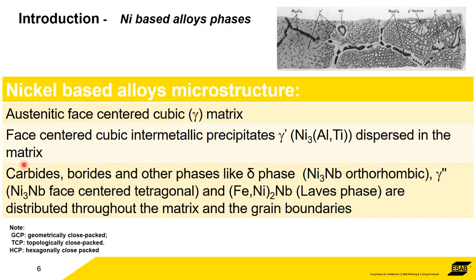In addition to that, we've got these carbides, borides, and other phases like delta, gamma double prime, and various other phases. Again, these are distributed through the grain boundaries and the matrix. So again, you've got all these elements, as a result of the composition, pinning everything together. As these matrices lock into place, that's what gives the nickel alloys their strength. That's what gives them the properties.